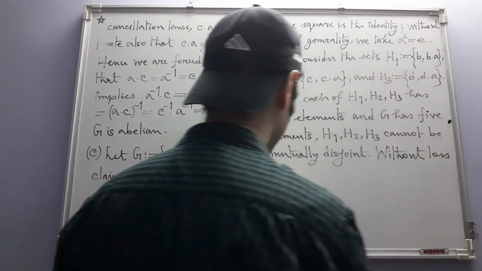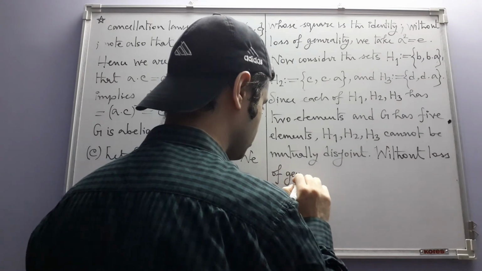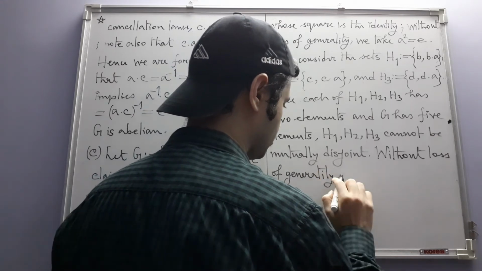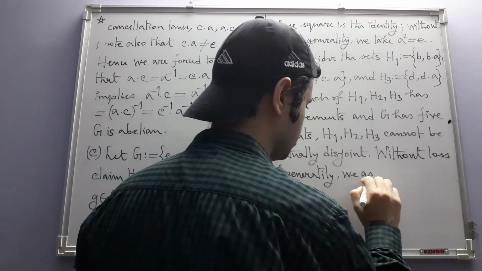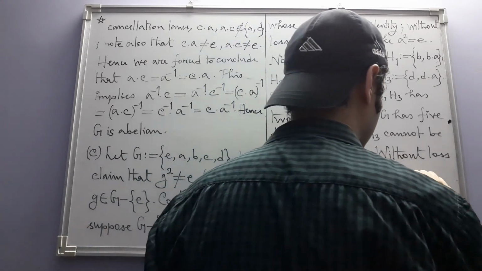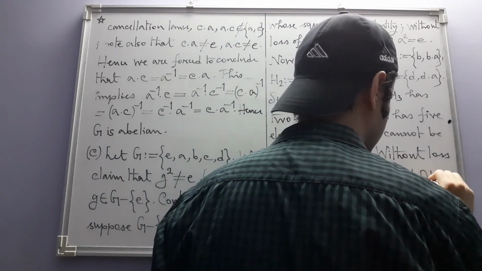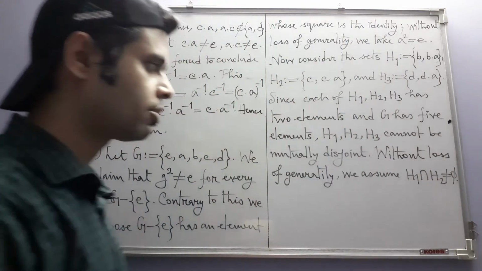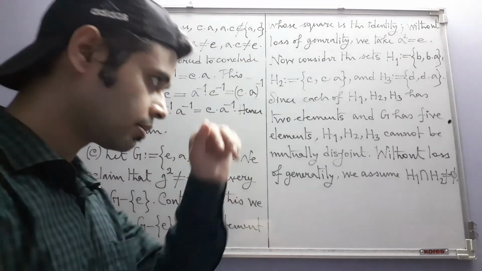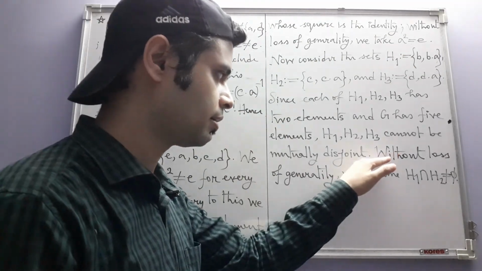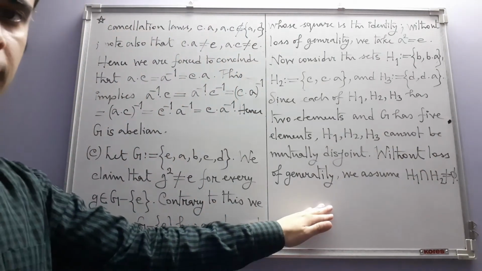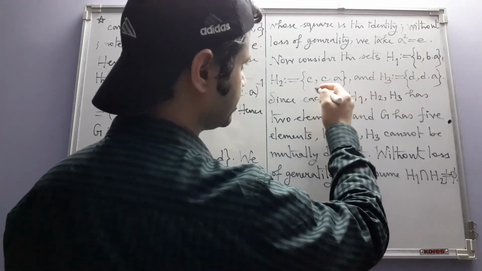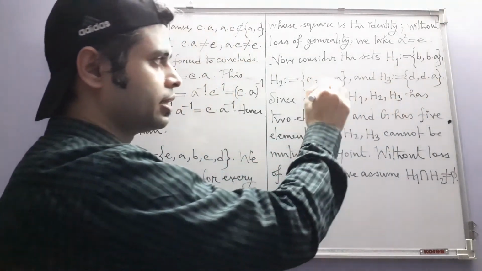Without loss of generality, we assume H1 and H2 are not disjoint, their intersection is not the empty set. Okay, but let us also see, we keep on writing without loss of generality. Are we really not losing generality? Look at the sets, look at the structure of their elements.